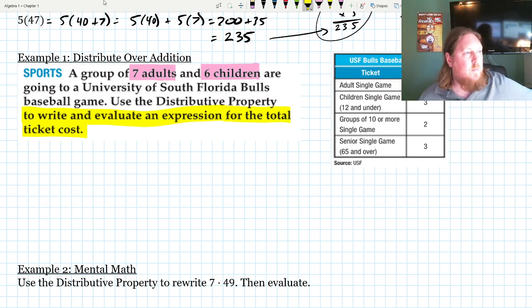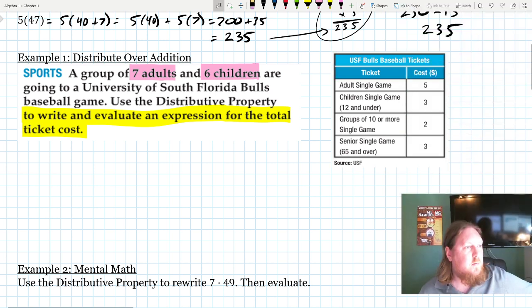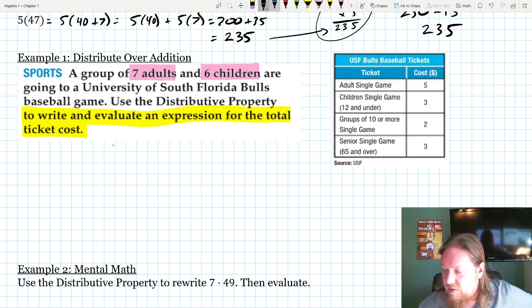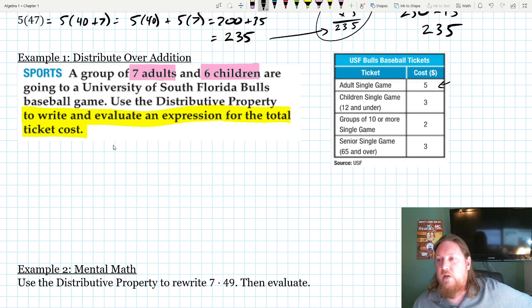Luckily, when I move my video, you'll see that there's a table there. So, if I have a single adult, it's $5 per ticket. Children, it's just $3 per ticket. Now, if you have groups of 10 or more for a single game, that can actually reduce your price. But we have to figure out our expression here.